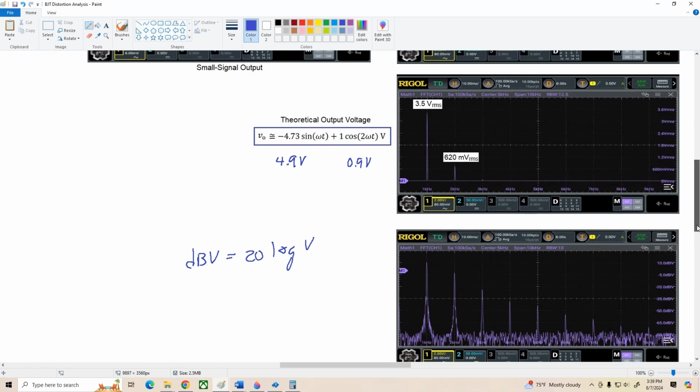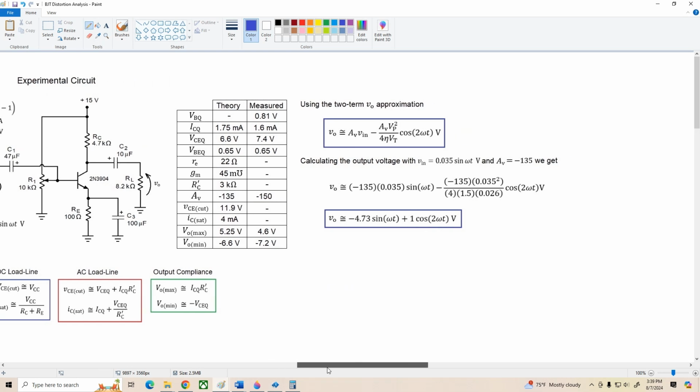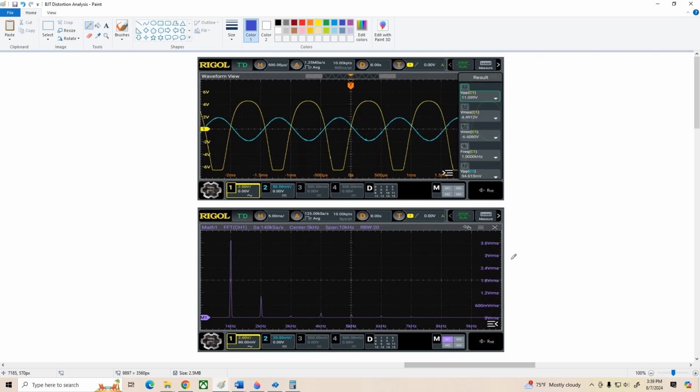Now, let's go on up, and we're going to take a look at what happens when we start to overdrive the amplifier a little bit more heavily. In this particular case, I set my input to a little over 90 millivolts peak to peak, and we're getting pretty hard clipping on the negative going peaks. It's fairly soft on the top peaks, and our output is about 11 volts peak to peak.